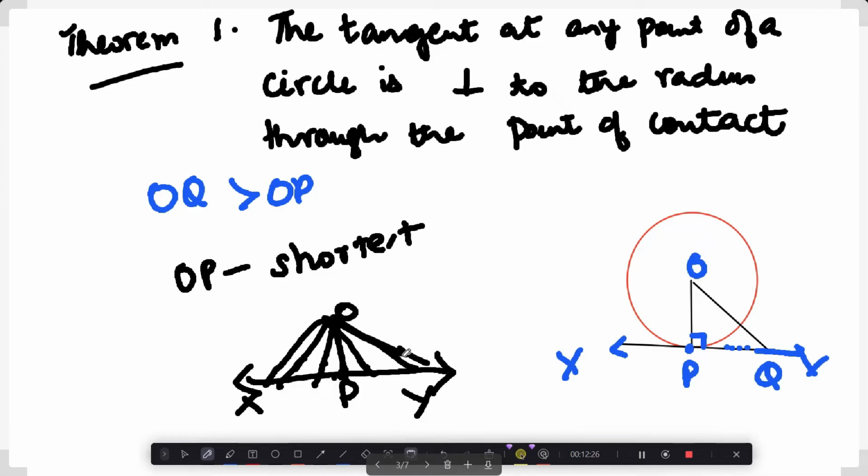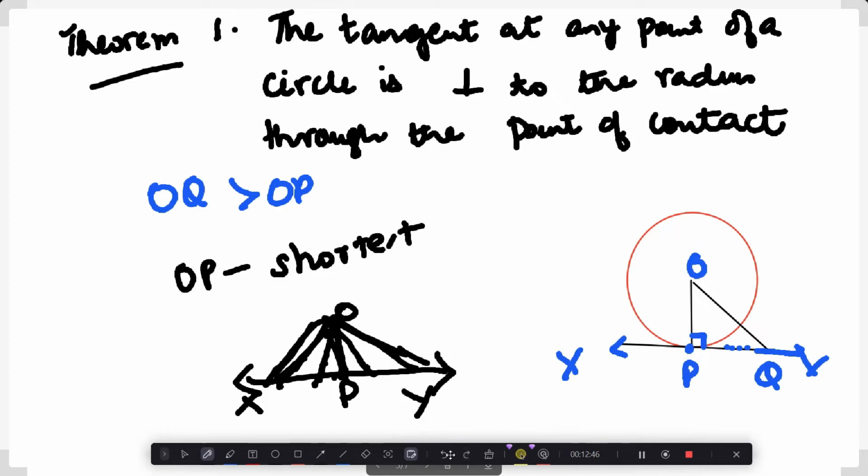And why is that? How have we understood it? Because they are all greater than the radius. OP is the radius. All others are greater than the radius, so OP will be the shortest. Now, how do we know that Q doesn't lie inside? If Q were to lie inside, then it would become a secant, right? It will not be a tangent.